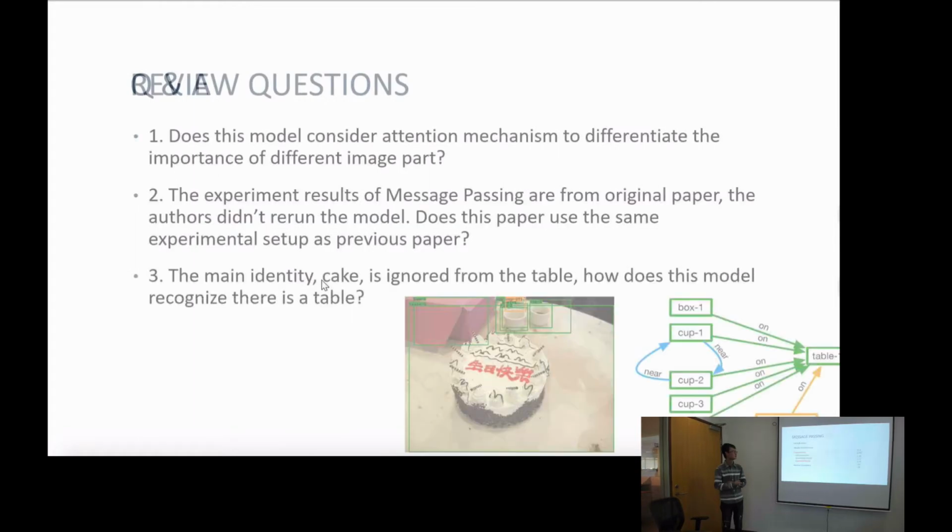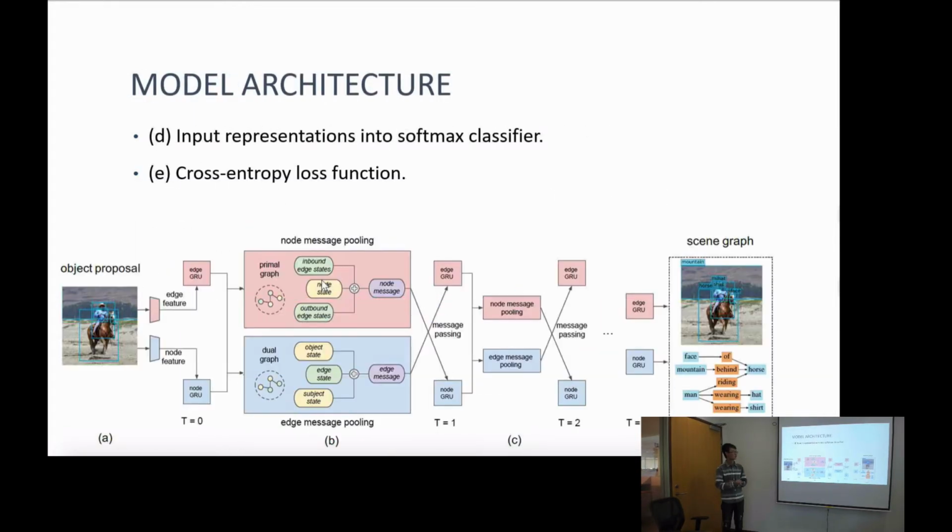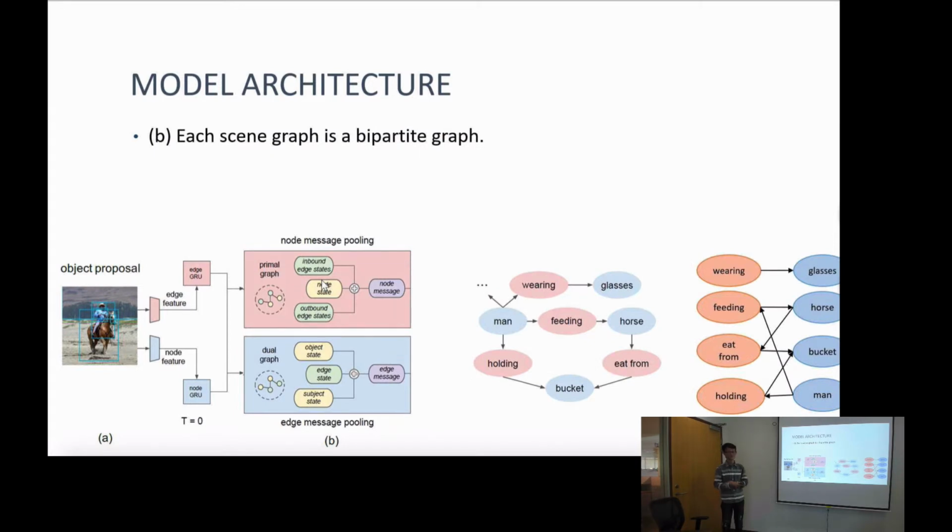Okay. Can you go back to the bipartite one? So how do you even know the direction? Like, how do you know which one's the source, which one is the target? Horse feeding man, I mean, I could put it that way, right? But when I'm learning it, how do I even know which one should be? I don't know. The author didn't explain it in the paper.